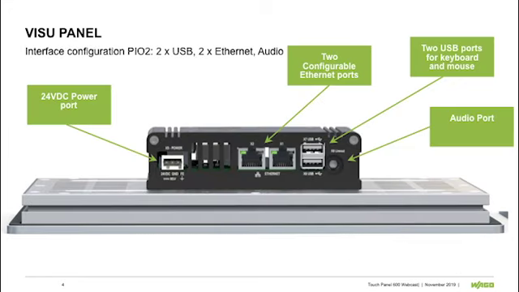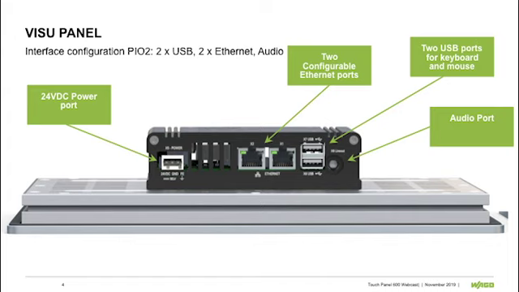This is the view of the Visu Panel's interface ports. It has what we call the PIO2 configuration. There is a 24-volt DC removable connector to power the device. It has two configurable Ethernet ports. That is, you can configure the ports to act like a switch, or you can set them up as independent ports with separate IP addresses.